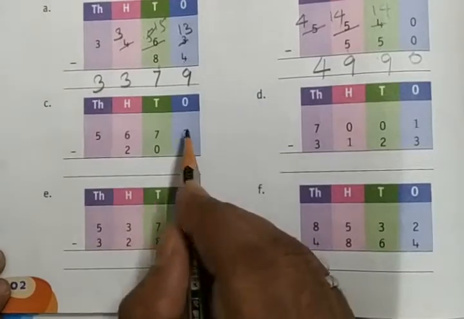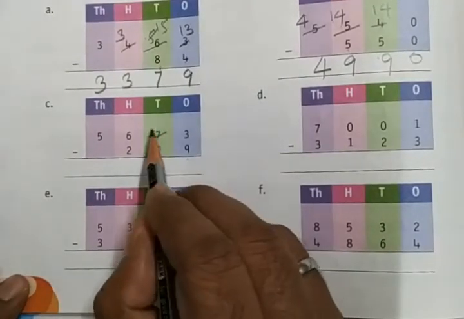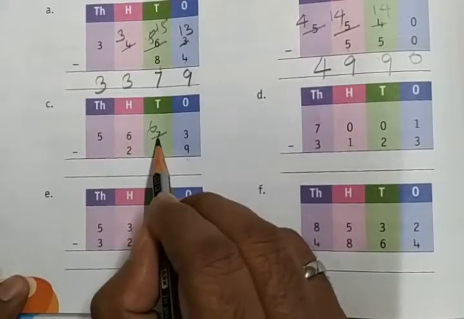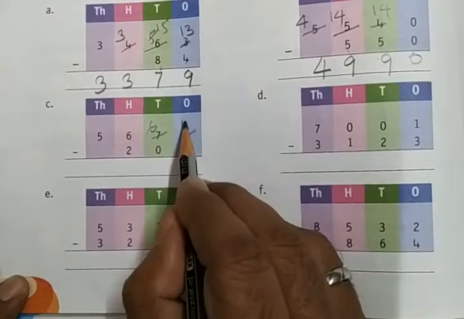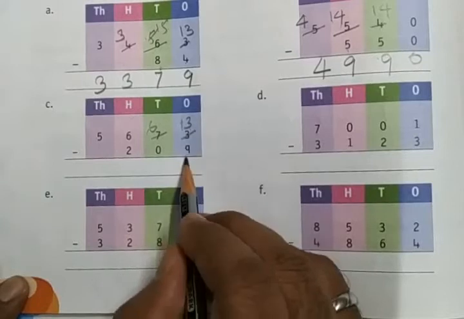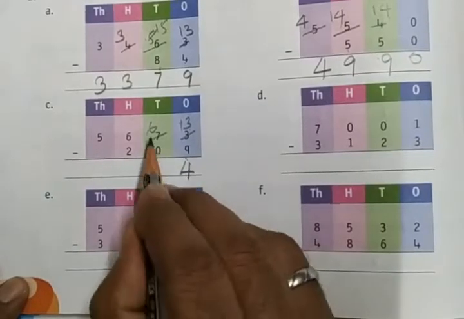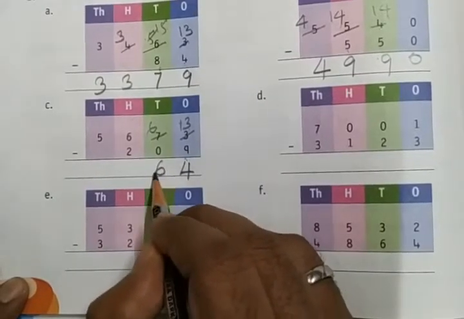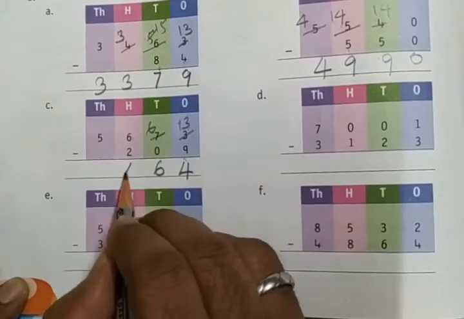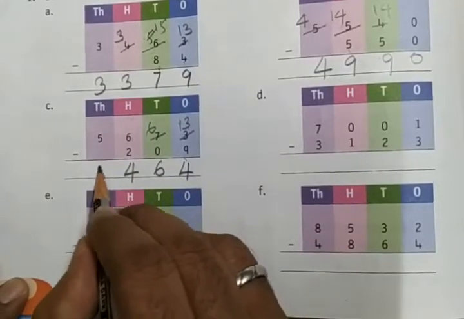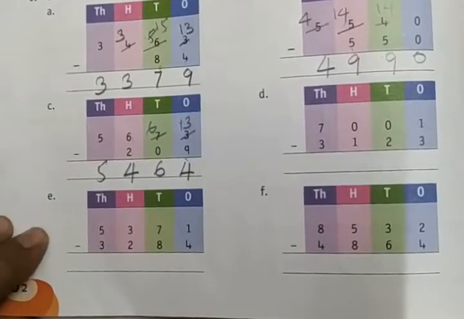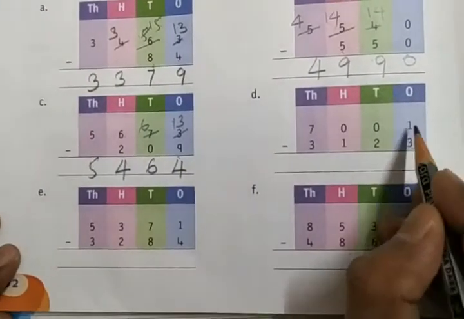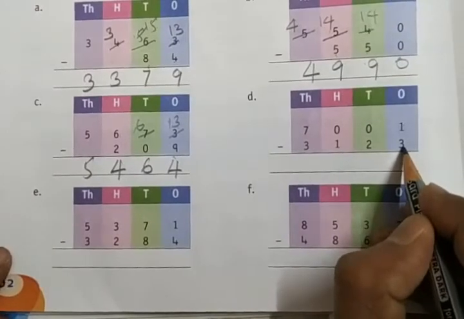So here 3 minus 9 is not possible. For that, you have to borrow 1 out of 7. You have taken 1, so it will become 6 and it will become 13. 10 plus 3 is 13. 13 minus 9 is 4. 6 minus 0 is 6 only. 6 minus 2 is 4 and 5 as it is, because there is no number below that, so write the number as it is. 1 minus 3 is not possible to subtract.